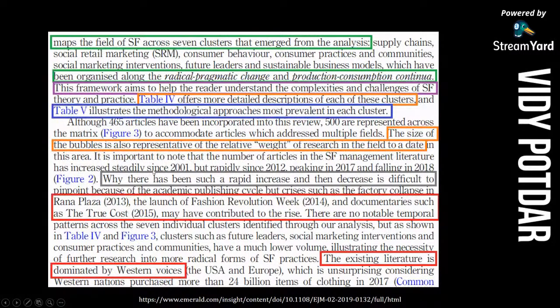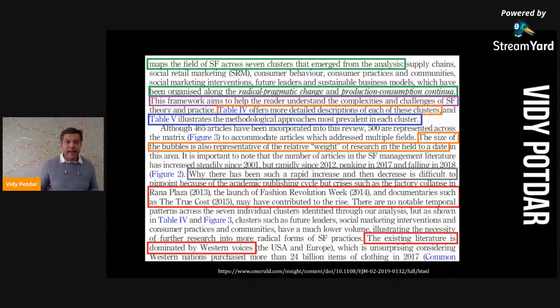In this case, they say that why there has been such a rapid increase is difficult to pinpoint. However, they have given 2 examples here. One was the factory collapse in Rana Plaza in 2013 and the launch of the Fashion Revolution Week in 2014. I think these are some events in that industry that triggered the interest of academics and researchers to start researching this area.